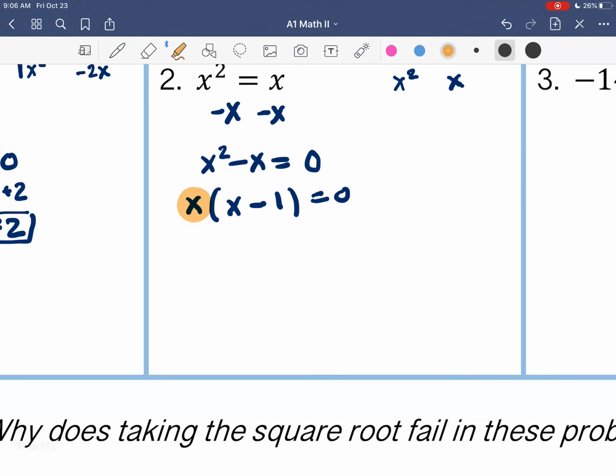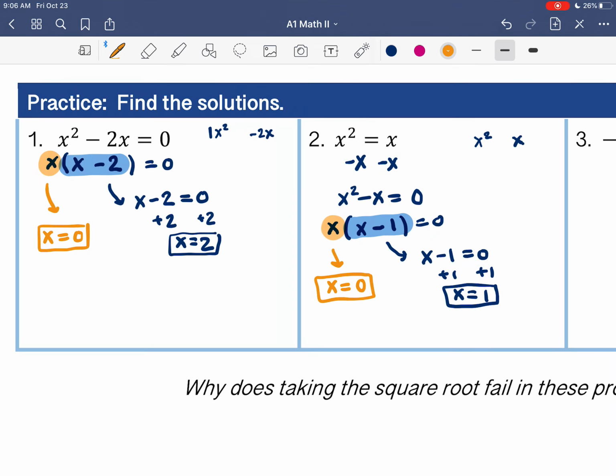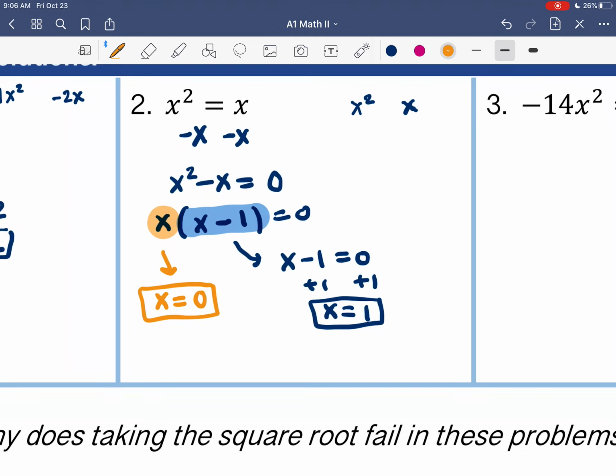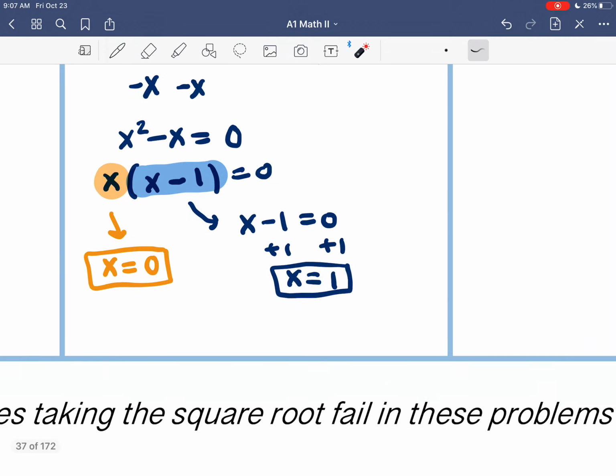So now we have the two parts of our product that we can set both equal to 0. X minus 1 equals 0. We add 1 on both sides, and x equals positive 1. And this part is another one that's immediately solved because there's nothing to divide. So we have an x equals 0 and an x equals 1. If you were to plug x equals 1 into this function right here, you would get 0 as the result, and you would also get it if you plugged in 0 here. That's our goal. We're trying to find values of x that make that true.